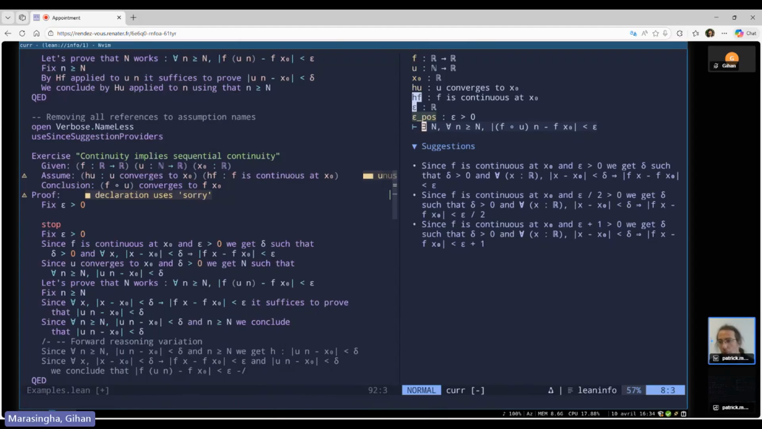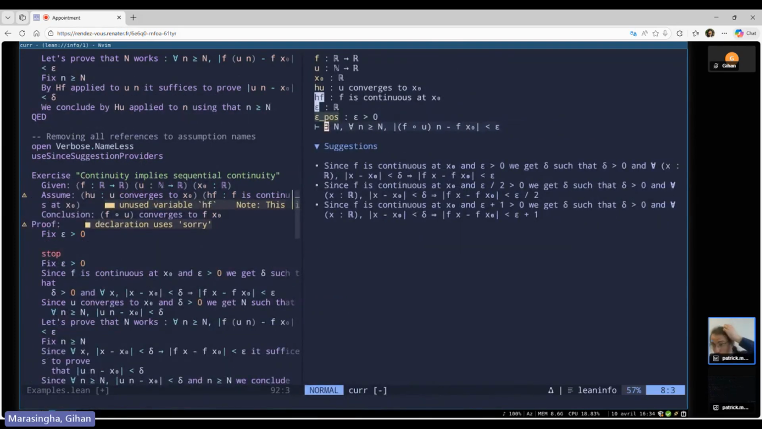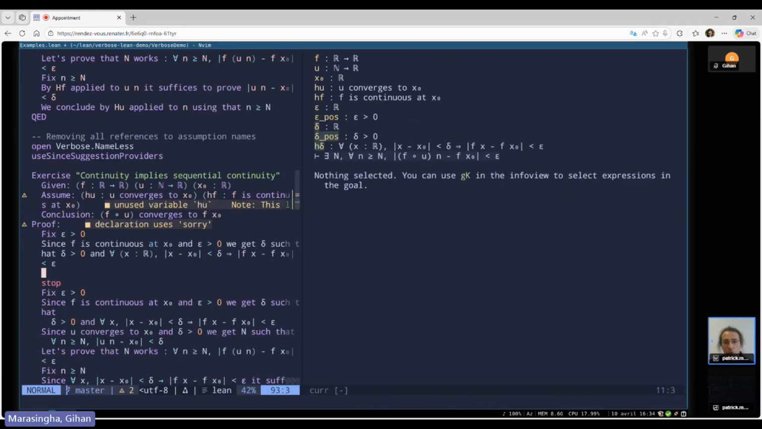But here, when I select a statement that starts with for all real numbers and then a real number, the default configuration is to suggest applying the continuity assumption to epsilon or epsilon over 2 or epsilon plus 1. So here you get to choose, and sometimes epsilon over 2 is a better choice, but here epsilon itself is good, so you can accept this suggestion and so on.